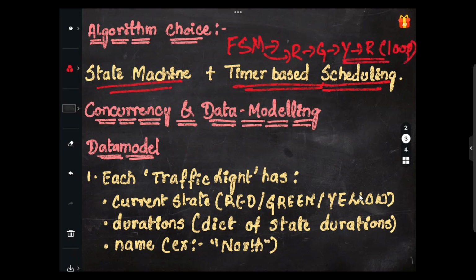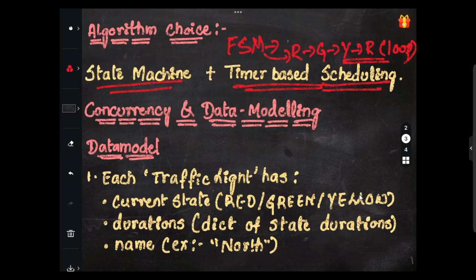Again, each direction light acts as a finite state machine, red to green, green to yellow, yellow to red loop. A main controller coordinates transitions with timers. Optional emergency interrupts preempt normal flow, so we have to keep this in mind.